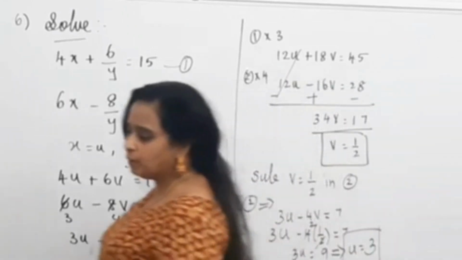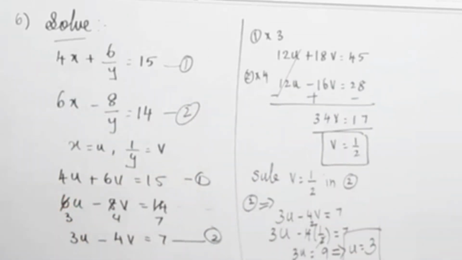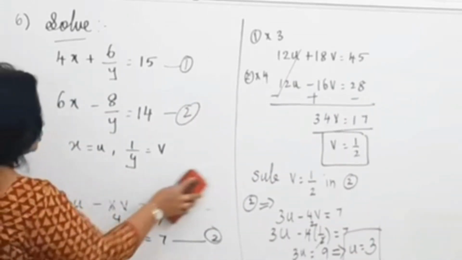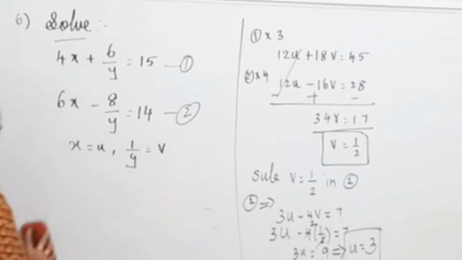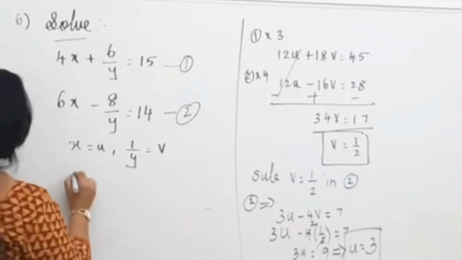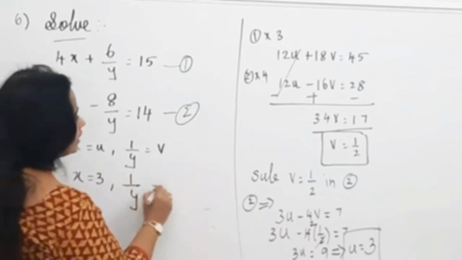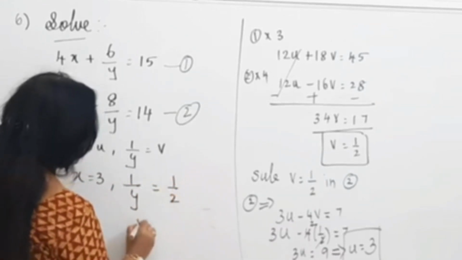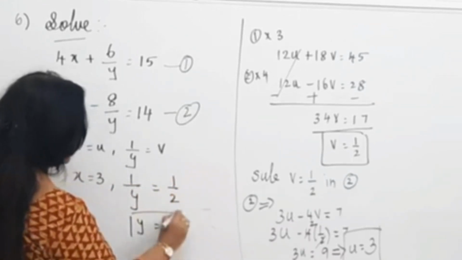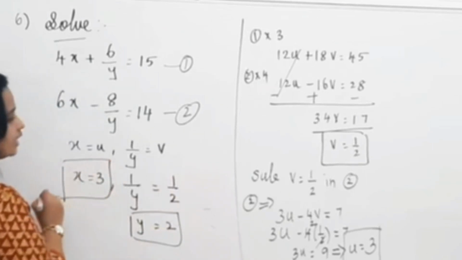Now I have to get my y value. What I would do? I would just substitute my y value here. So x is equal to 3. I got it. And my y value is 1 by y is equal to 1 by 2. So y is equal to 2. I got both the values x and y.